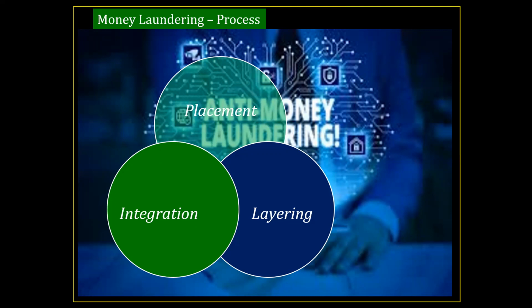In placement, the money launderer introduces his illegal proceeds into the financial system. In the layering stage, the money launderer converts the proceeds of crime into another form and creates complex layers of financial deals to disguise the audit trail. And the last one is the integration stage. In this stage, the launderers place the laundered proceeds back into the economy to create a perception of legitimacy.